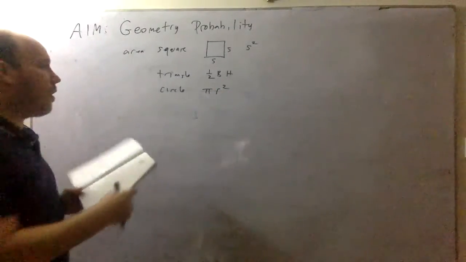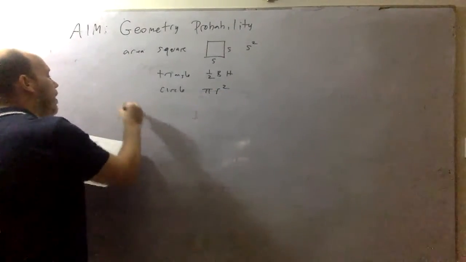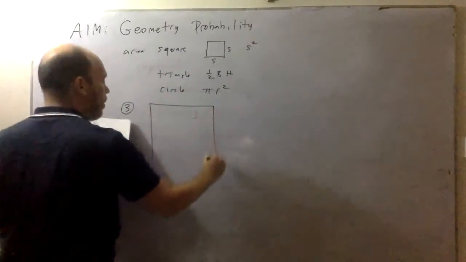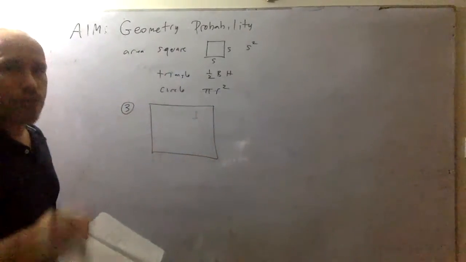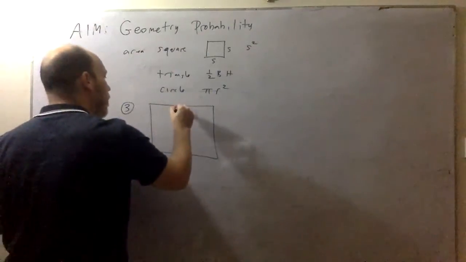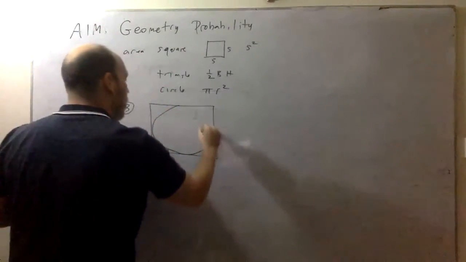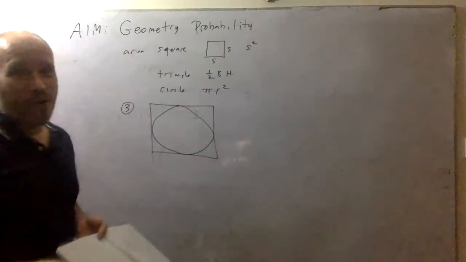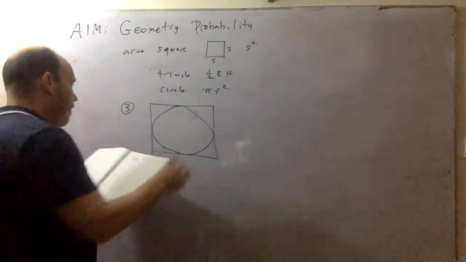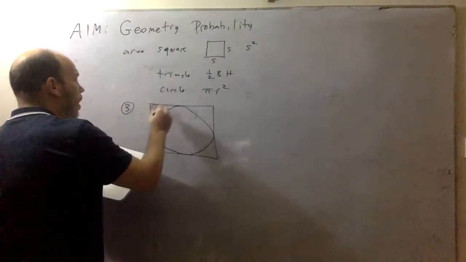So let's take a look at problem number 3. Here's a square, and there's a circle inside of the square. I'm not the best drawer in the world, forgive me. And the region outside the circle is shaded.